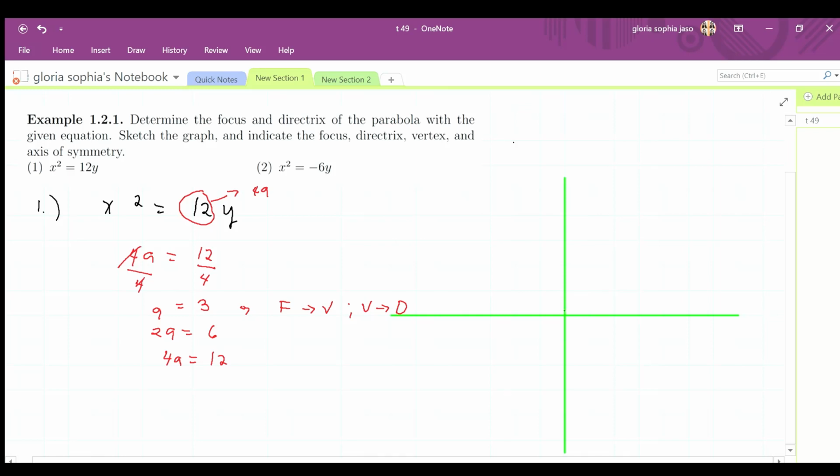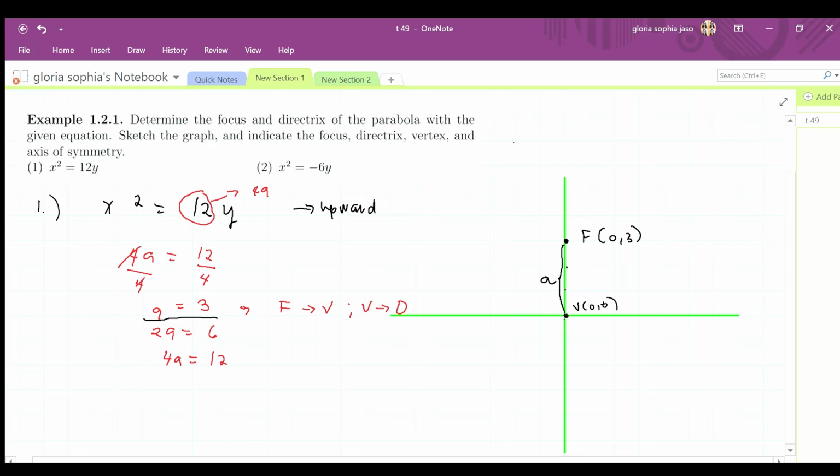So since the vertex is at 0, 0, let's locate it. And then, since our parabola has positive coefficient on y, the parabola will open upward. Okay? So from the vertex, we will move a units to the focus. So from the vertex to the focus is a units. So that's 3 units. So 1, 2, 3. So this is our focus. So the point 0, 3.